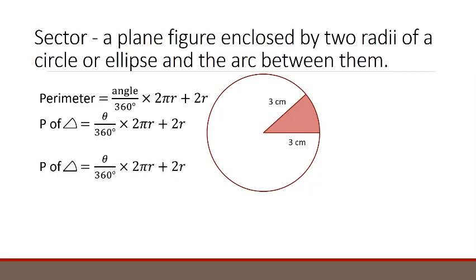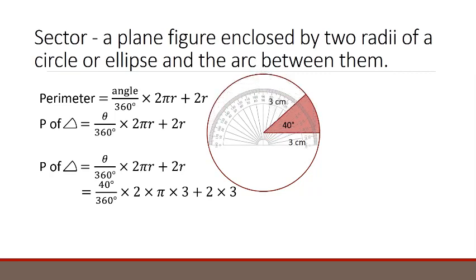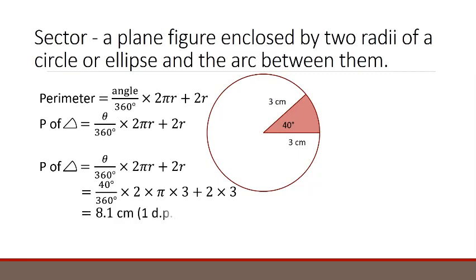So in this case, we're substituting, or measure the angle, and when we measure the angle, we can see it's 40 degrees. We can use a protractor. We don't need the protractor anymore after this, but you can see I've substituted in 40 degrees. So 40 over 360 degrees times 2 times pi times 3 plus 2 times 3. And you can do that all on the calculator, and you end up with 8.1 centimetres, correct to 1 decimal place. Well, the area is similar.